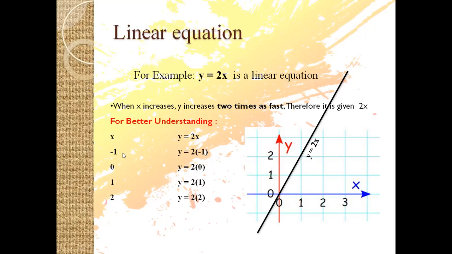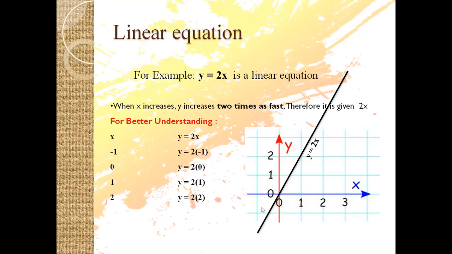See, if x is minus 1, then y is equal to minus 2. If x is 0, then y equals 0. If x is 1, then y is equal to 2. If x is 2, y is equal to 4. This means whenever x increases, y increases 2 times as fast as x.